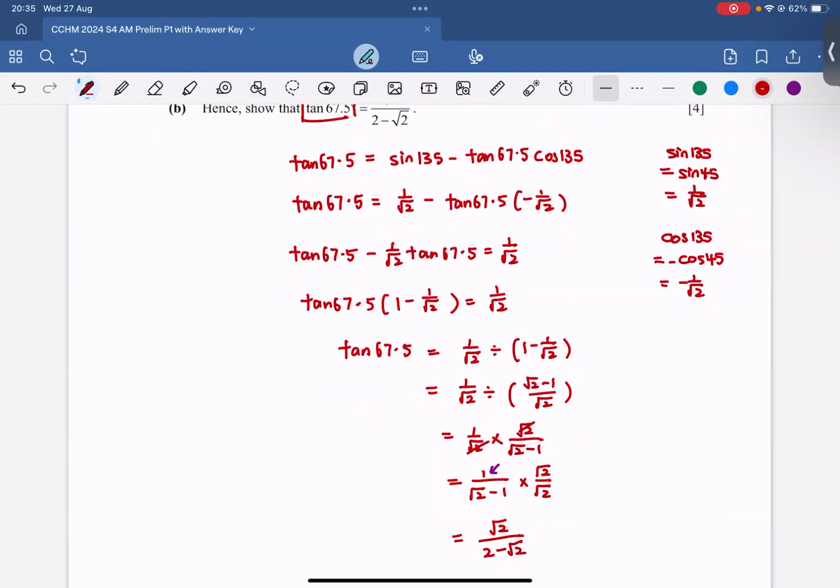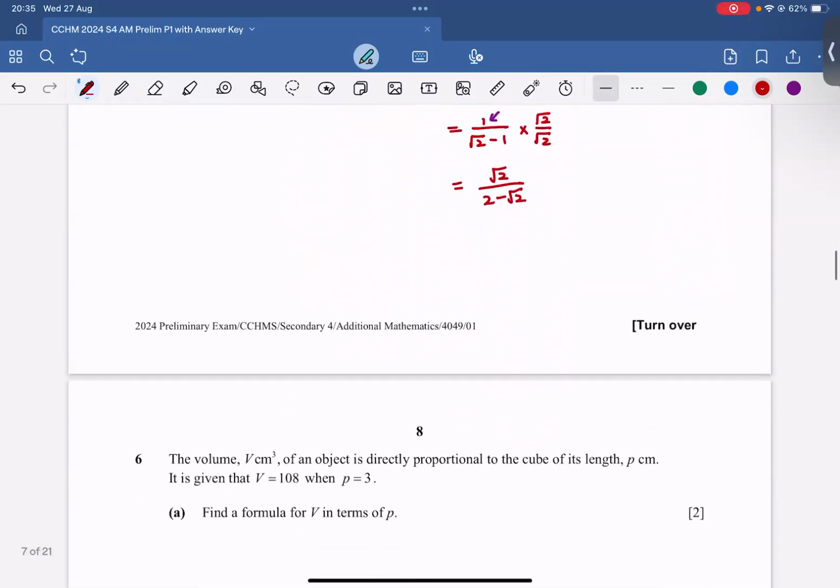Okay, so in the paper, this is one of the more difficult questions. Oh, so you need to know your special angle to know cosine 135 is negative. Second thing, you need to learn how to bring the tangent 67.5 over to the other side. Okay, these are skills that you don't always apply, especially bringing the tangent to the other side. Okay, let's move on. Wait, wait, one more.